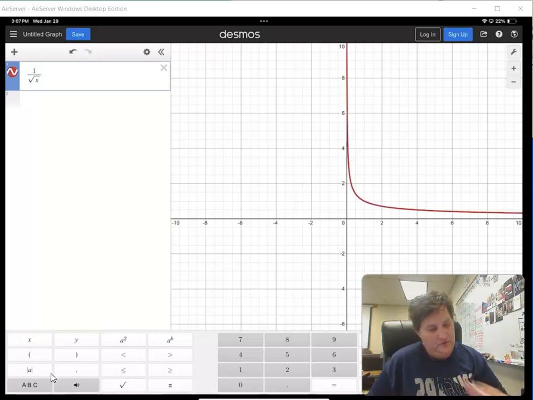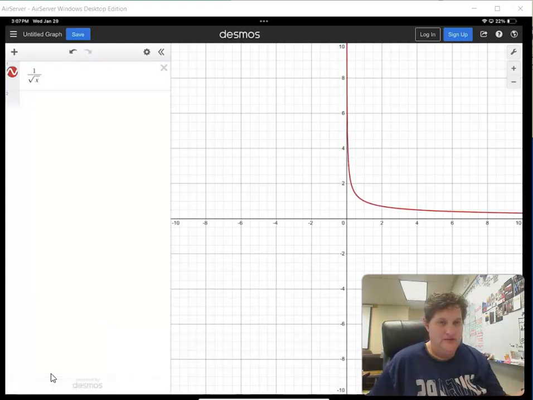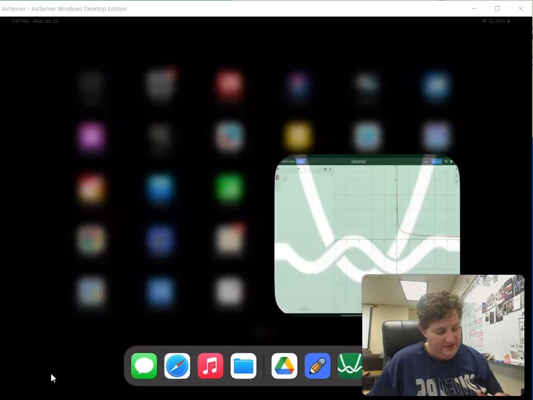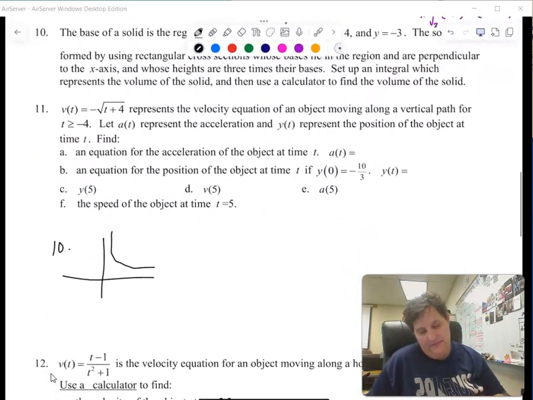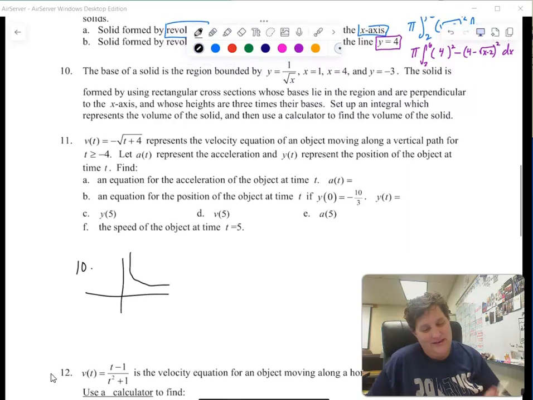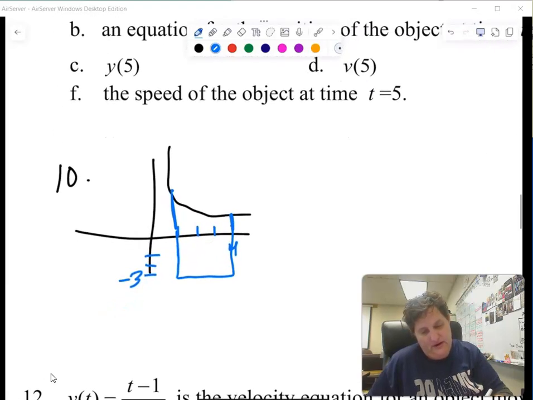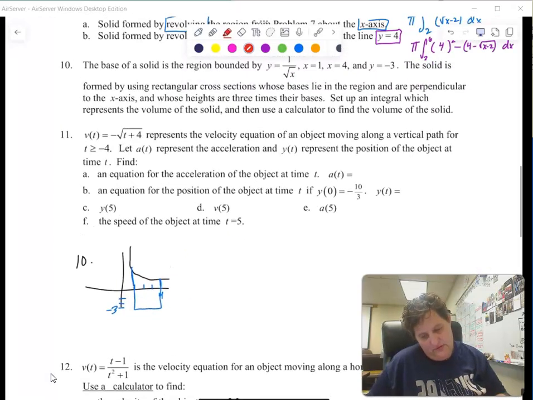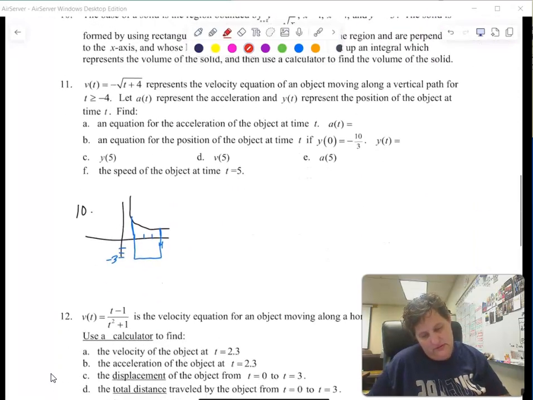When I do 1 over square root x, it kind of looks like 1 over x. It's just only the positive side. Again, it's just to have an idea of what it looks like here. And then it's bounded by x equals 1 and 4, so it's here to here. And y equals negative 3. That's a little weird. So the region comes all the way down to there. Is that what it says? Yeah, interesting.